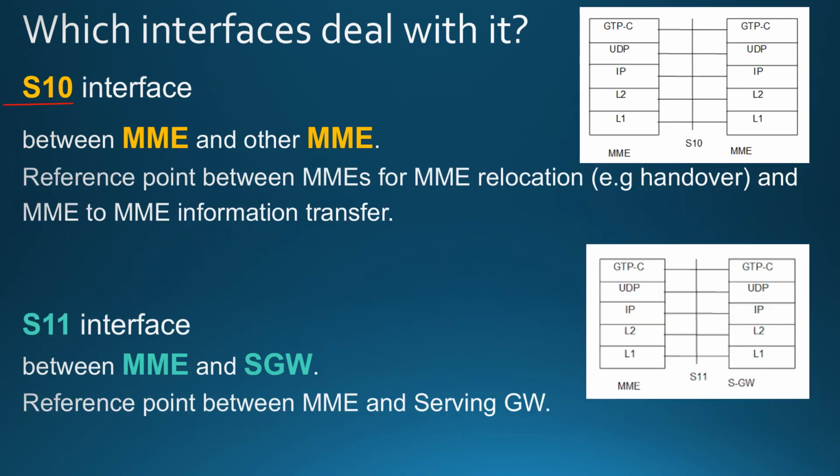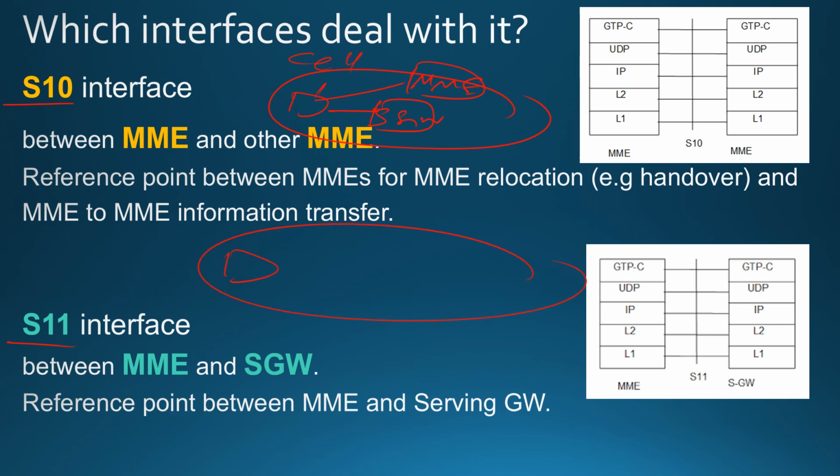And what are S10 and S11? When we are in a cell and we want to send our data to the SGW and our signaling control to the MME, we use some interfaces. But when we want to hand over from this point to that point, how can we do it? In this case, the MME should send our messages to the second MME by the S10 interface.